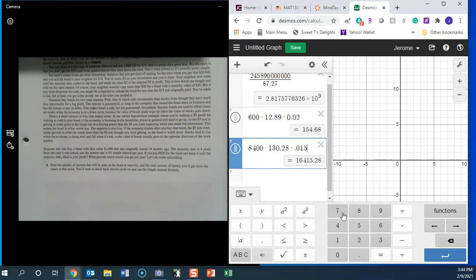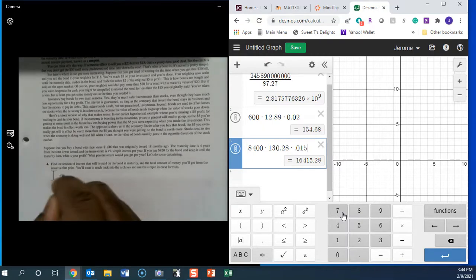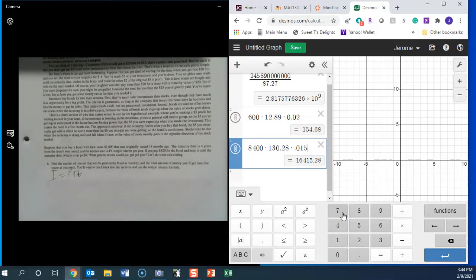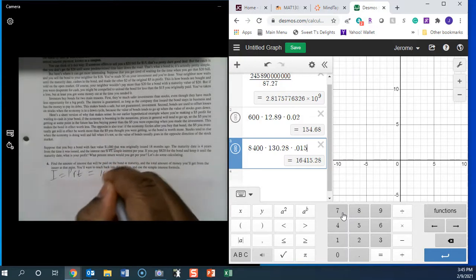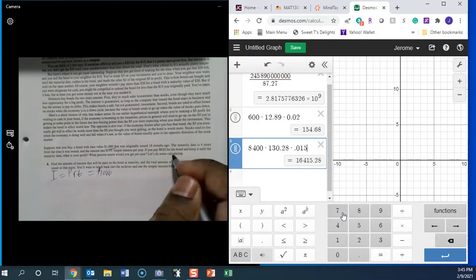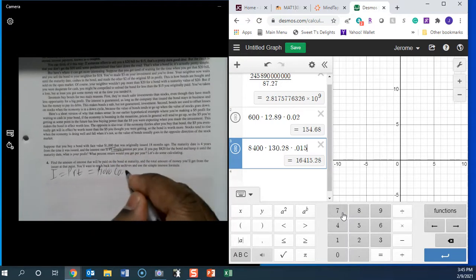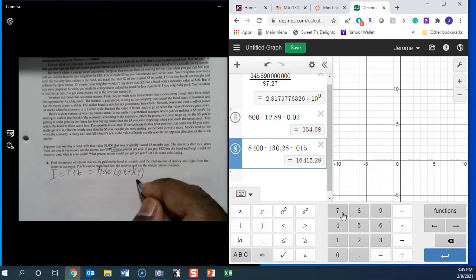Let's do some calculating. Okay, so first, interest is equal to principal times rate times time. The principal was $1,000. The rate, let's see, is 4%. And the time is 4 years. So that would give $160 in interest.